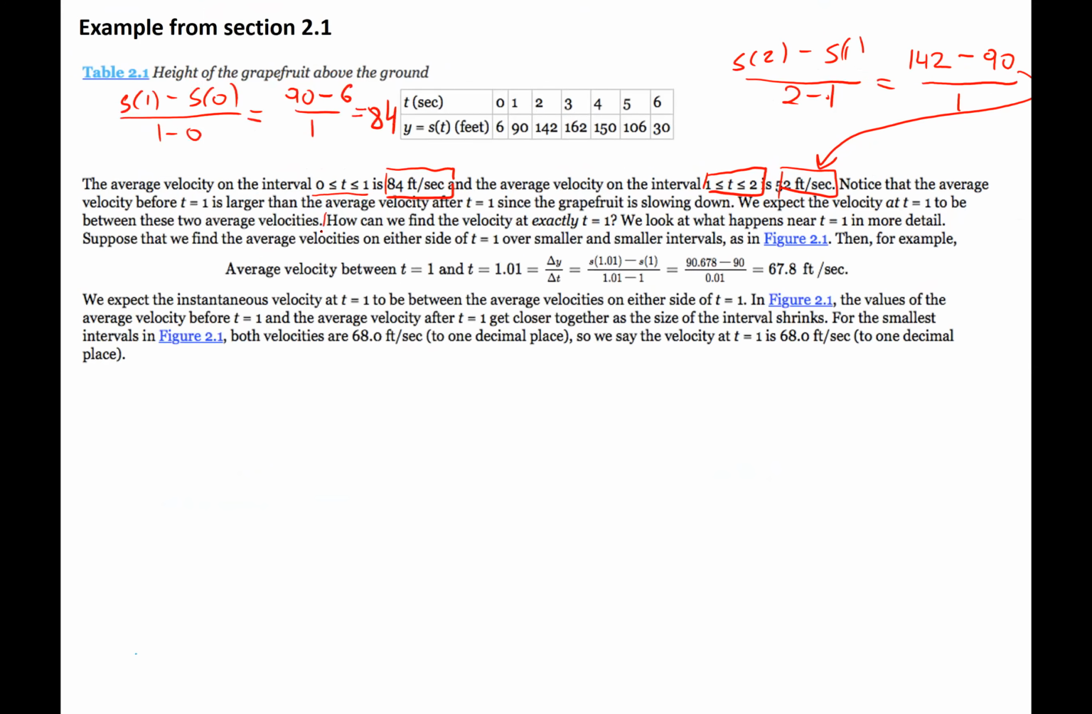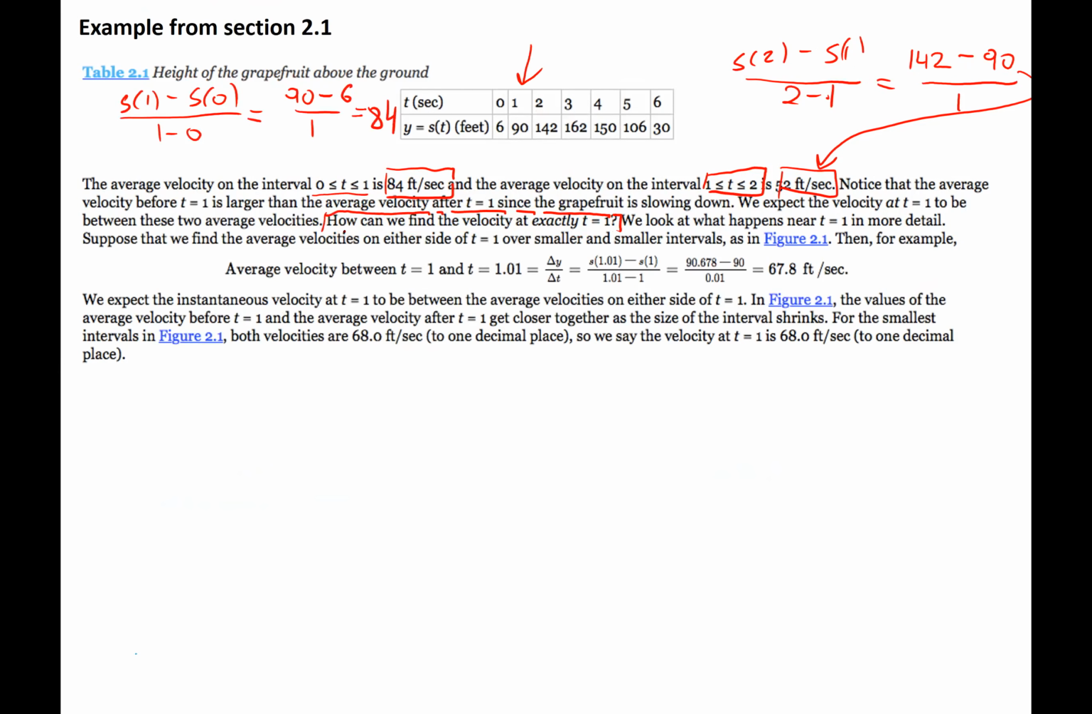Now they're asking how can we find the velocity exactly at 1? Okay, that's what I'm saying, exactly at 1. Like I have only 1 second and the height is 90 feet. And no rise, no run, no changes in y's, no changes in time, no changes in the height, the time and the corresponding y values. That's where the problem starts.